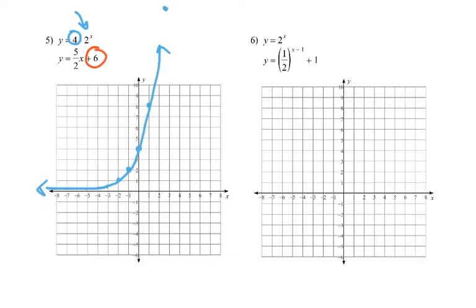Okay, then graph the linear, so positive 6. Then 5 over 2, we go up 5 to the right 1, or down to the left 1.